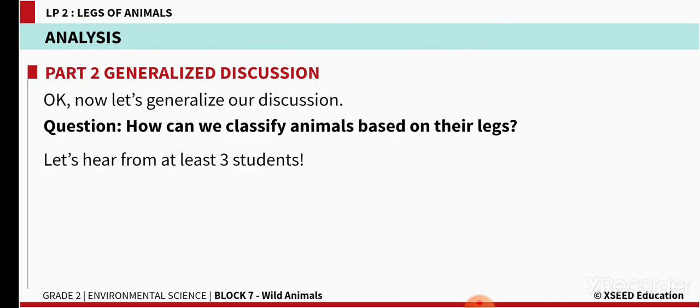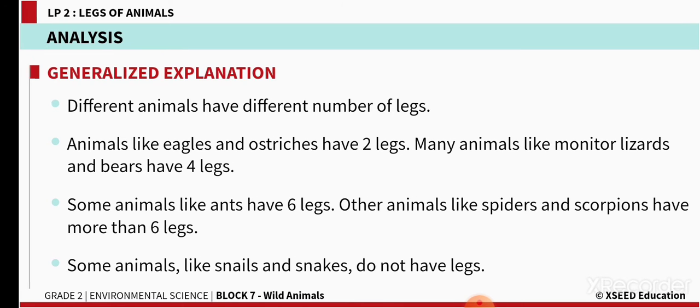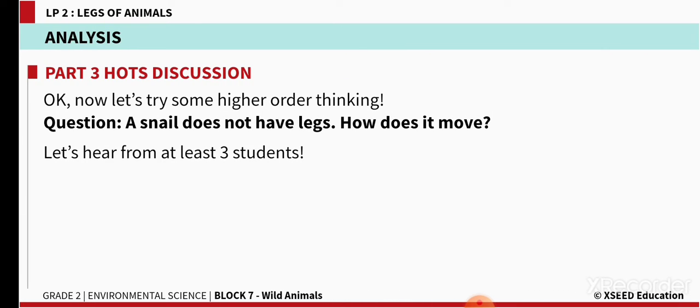How can we classify animals based on their legs? That's what you wrote in your notebook, no, children? Different animals have different numbers of legs. Animals like eagle, and I told you to add some more birds' names. Here ostrich is given, have 2 legs. Monitor lizards and bears have 4 legs. Some animals like ants have 6 legs. Other animals like spiders and scorpions have more than 6 legs. Some animals like snails and snakes do not have legs. So that you have already written in your notebook. A snail does not have legs. How does it move?